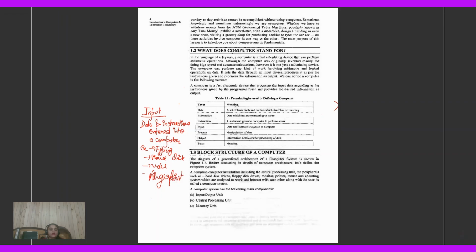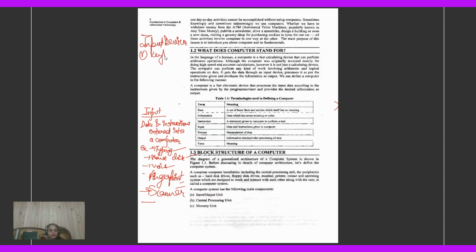So data and instructions entered into a computer is input, and typing, for example, mouse clicking, voice, fingerprint, scanner, all are inputs. These all are inputs. Some of the input devices, we'll be discussing in detail.